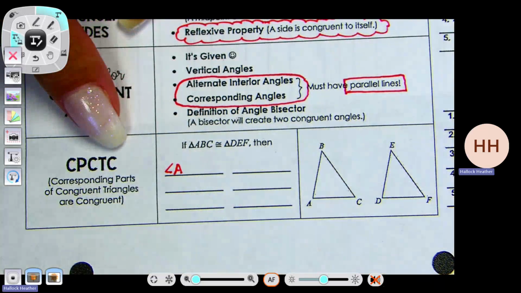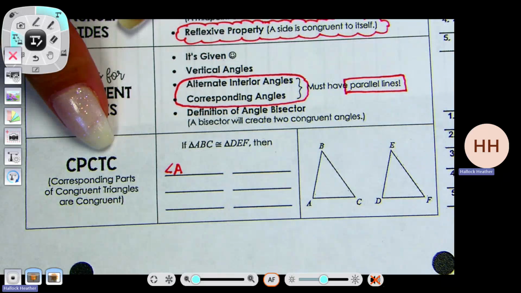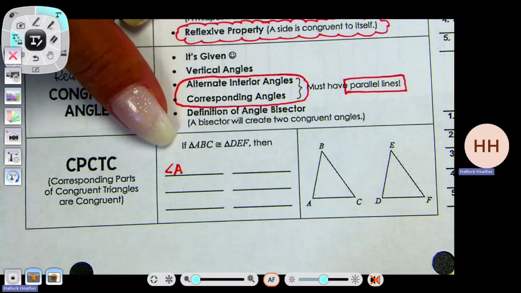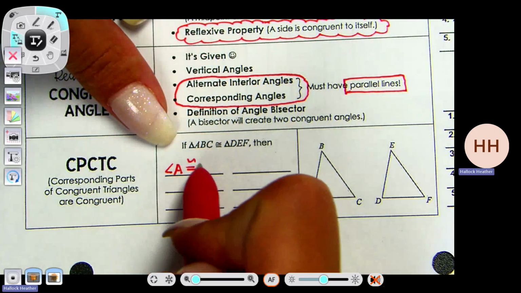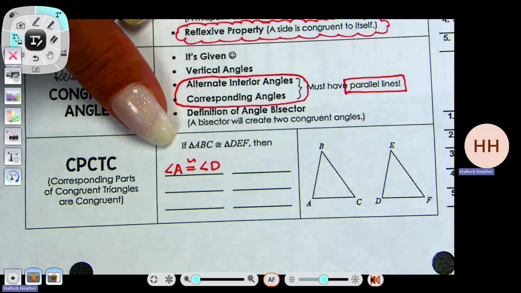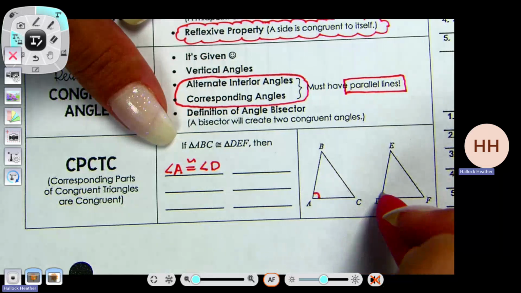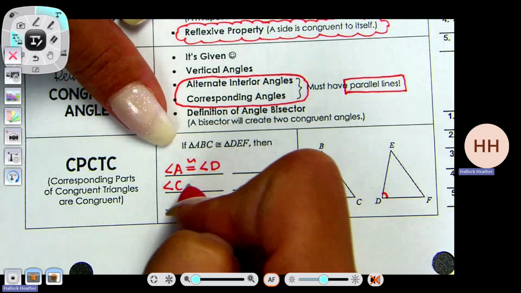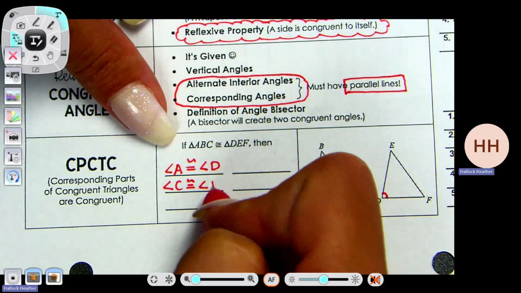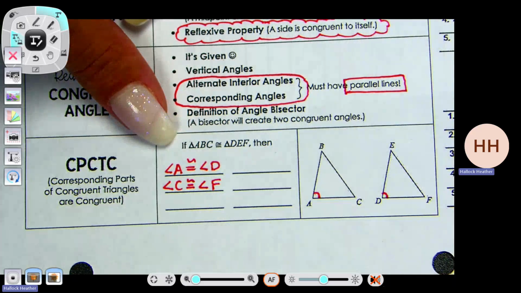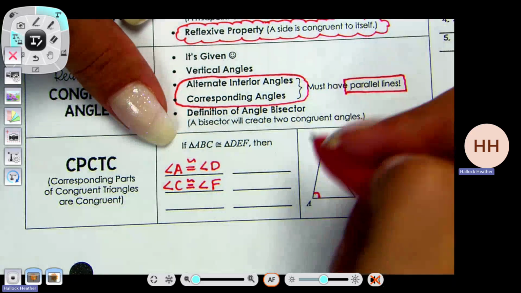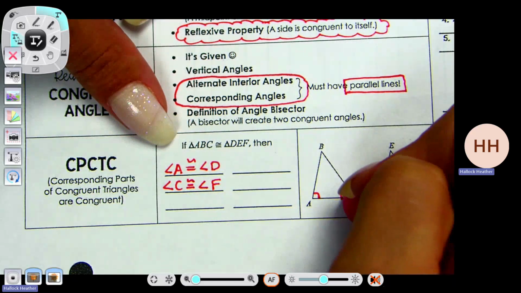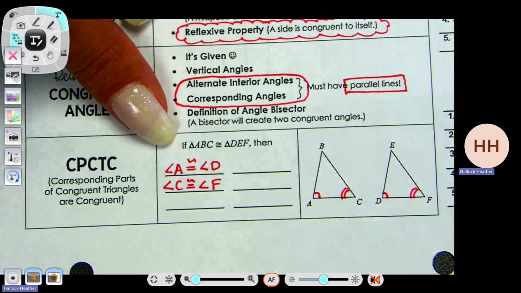Okay. So, for CPCTC, we are matching corresponding parts. So angle A matches with what? Angle D. We're going to mark it on our picture. A matches with D. If I say angle C, what does that match with? Angle F. We're going to mark it. It's not going to have one arc mark. It's going to have two arc marks because it's the second thing I'm talking about. So C, yeah, see, it's clicking today. It's just the third thing you're talking about gets the third angle mark.